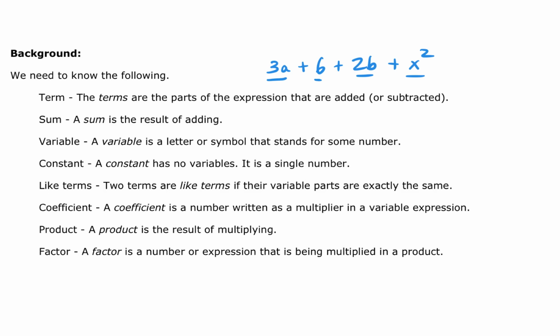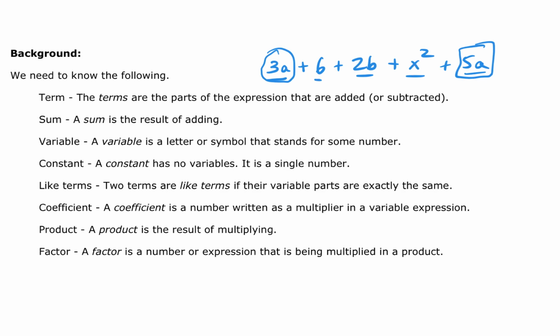Like terms: if I were to add another like 5a here, 3a and 5a would be our like terms. Like terms mean that their variable parts are exactly the same. A coefficient is the number written as a multiplier before the variable. So 3 is a coefficient, 2 is a coefficient, 5 is a coefficient, and technically the coefficient for x squared is 1 because we can multiply 1 times x squared. There is no coefficient for a constant.